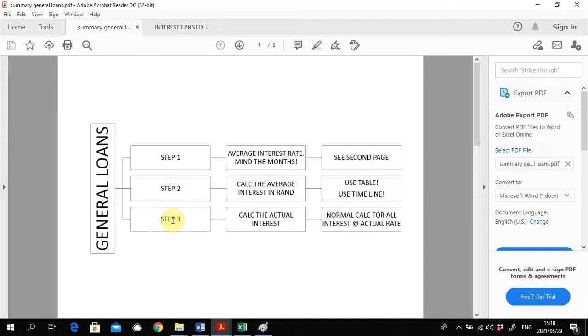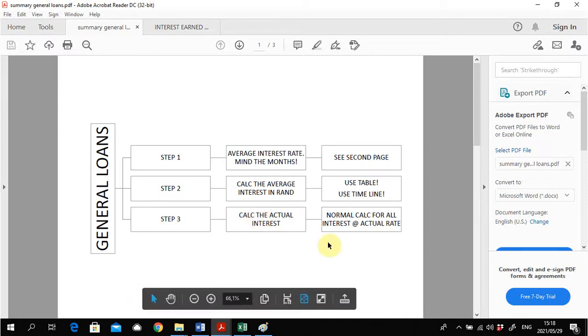I've noticed that in step 3, students do not struggle too much because this is the calculation of actual interest that you've always done since even you were in school. And here it's just a normal interest calculation at the actual rate for which the loan is obtained. All right, so please note that the average rate is not used in step 3.